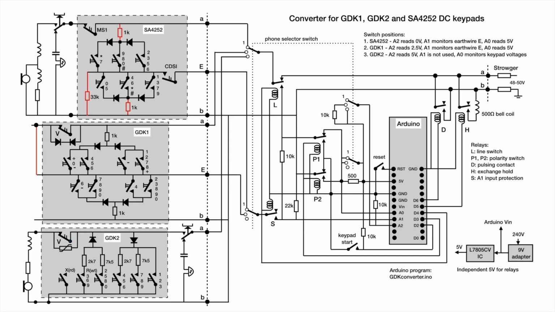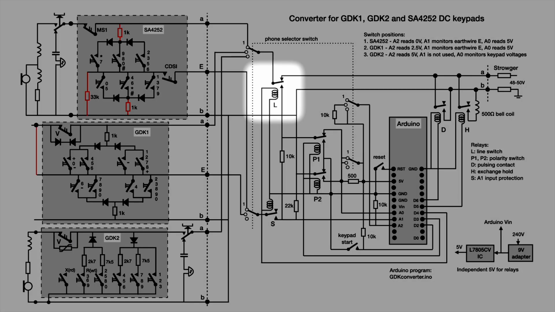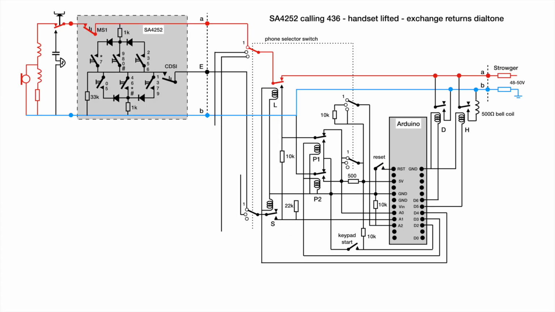The Arduino controls 6 5-volt relays. Relay L switches a telephone either to the A wire of the exchange line or to the converter. The default connection is with the exchange to allow calls to come in when the converter is idle. Relay S protects input A1 from the high voltage on the line when the bell is activated. Let's assume that SA4252 wants to call the number 436.